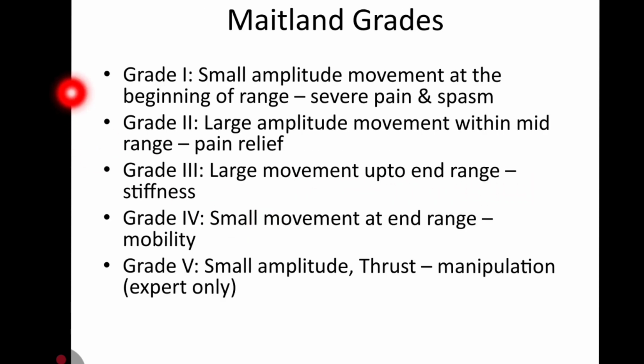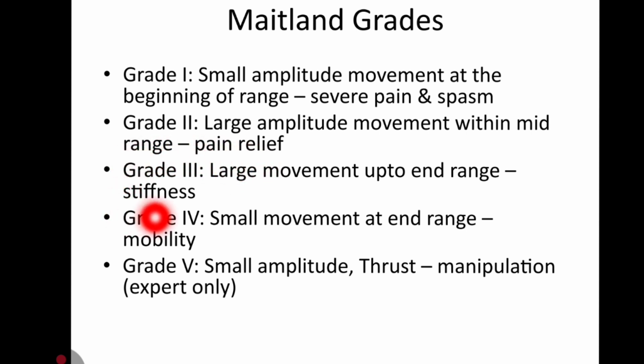So let's talk about the grades of Maitland. Grade number 1 is small amplitude movement at the beginning of range, severe pain and spasm. So the grade 1 is used in severe pain and spasm. Grade 2, large amplitude movements within mid-range of motion. So the grade 1 was at the beginning of range of motion, and in grade 2 we use at the mid-range, and it's also for pain relief.